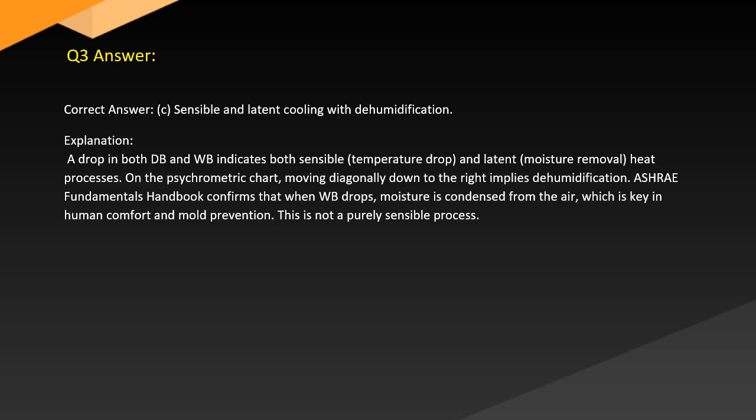Answer. Correct answer: C. Sensible and latent cooling with dehumidification. Explanation. A drop in both indicates both sensible temperature drop and latent moisture removal. Heat processes on the psychrometric chart moving diagonally down to the right implies dehumidification. The ASHRAE Fundamentals Handbook confirms that wet bulb or grains of moisture is condensed from the air, which is key in human comfort and mold prevention. This is not a purely sensible process.